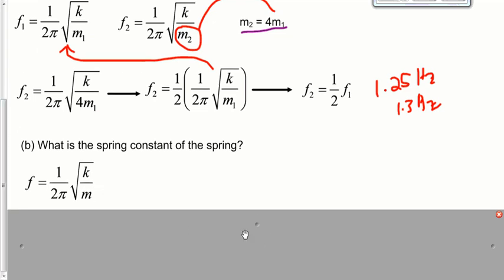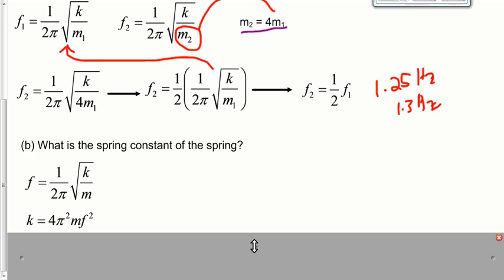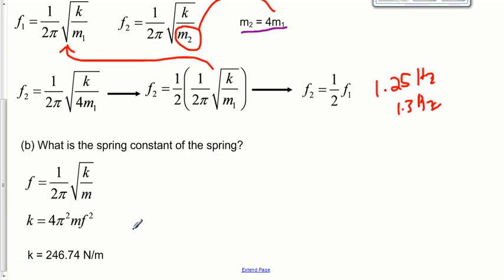I rearranged this for k, and k turns out to be 4 pi squared m f squared. Just rearranging this expression and shoving some numbers in, I get 246.74 newtons per meter, and then writing that in significant digits, we have 2.5 by 10 to the 2 newtons per meter. All right, so if that makes sense, there's our simple plug and chug sort of question. And let's do one more here.